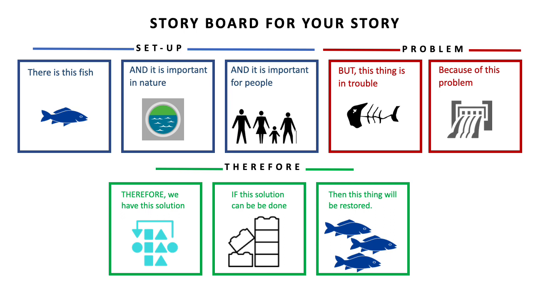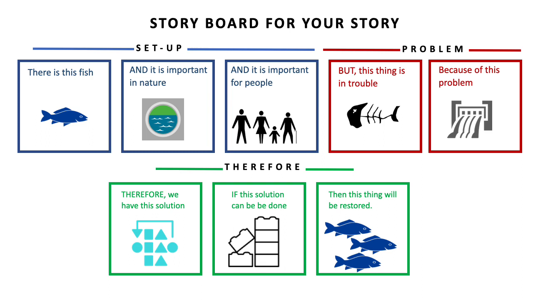Well, here is a really simple example of what that could look like. There's a fish, and it's important to nature, and it's important to people. But this thing is in trouble because of this problem. Therefore, we have this solution. If this solution can be done, then this thing will be restored. Very, very basic ABT. But that's important for your storyboard. You don't want to make it complicated. You want to make it concise and compelling. And as you can see in each of these frames, I have put together just an idea for what the visuals could be. We'll talk more about that in just a minute.